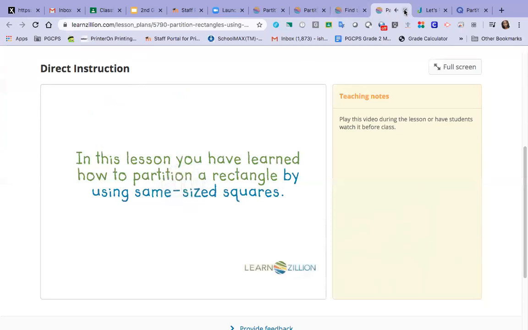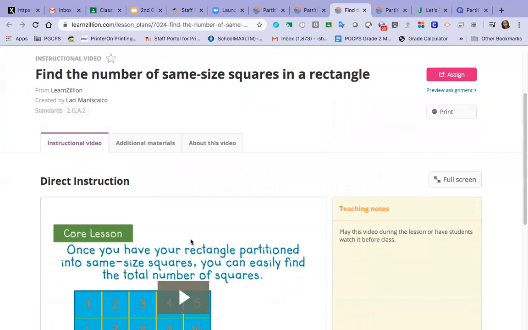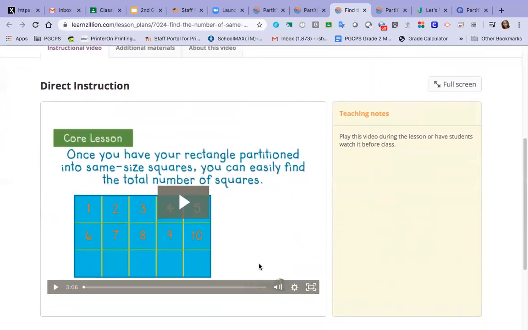Okay, boys and girls, now that we have taken a look at how to partition our rectangle using the same size squares and also how to do it with rows and columns, we can now move on to learning how to find the number of same size squares in a rectangle.